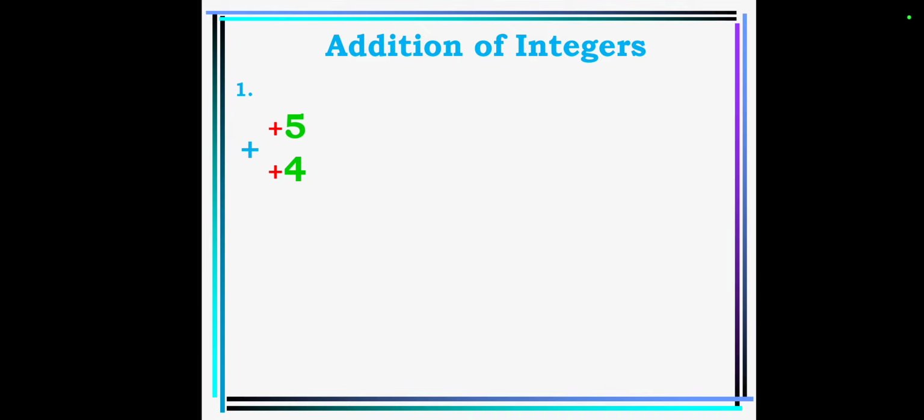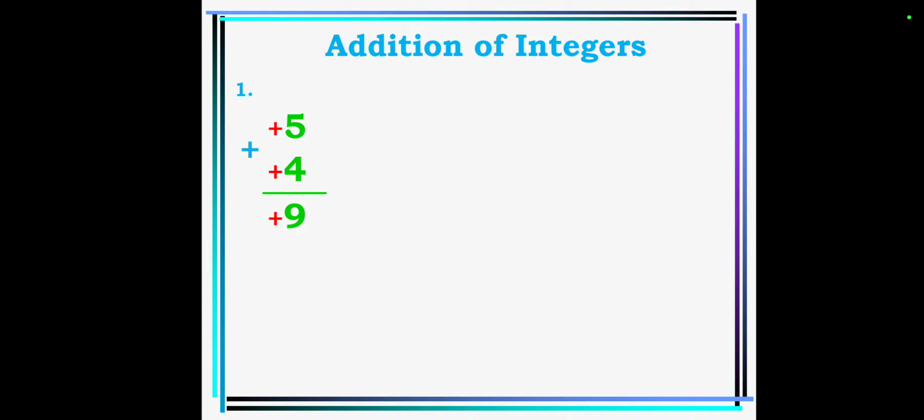When we add numbers, in addition of integers, you just have to interpret the positive symbol as gain and the negative symbol as a loss. If it's positive, that means there's a profit, you gain something. And if it's negative, that means you lost. So we have positive 5 plus positive 4, that means you gain 5, you gain 4, combine it, the answer is positive 9.